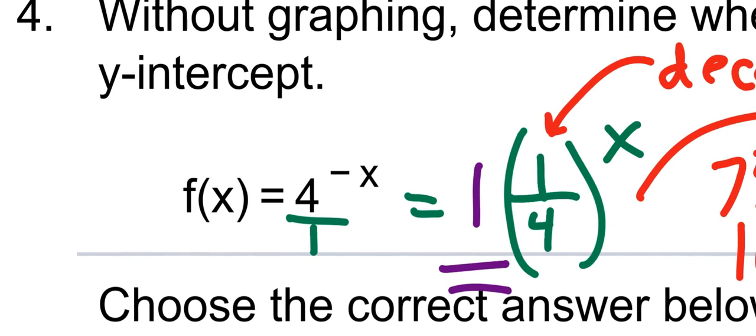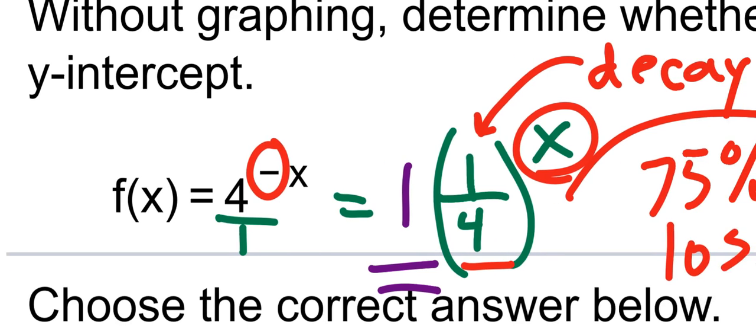I have seen questions like this show up on the SAT. What does that negative do to the 4 over 1? It flips it. So it becomes 1 quarter to the x power. Is that exponential growth or decay? How do we know it's decay? Because it's less than 1.